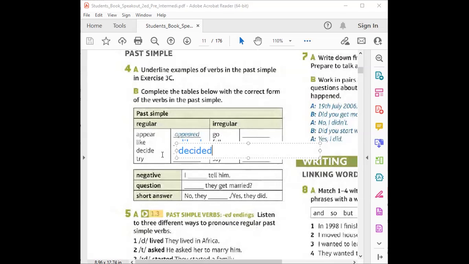And by the way, look, here when you have E at the end, you only add D. Of course, you don't repeat the E twice. What about if we have a regular verb ending with Y, and we want to put an ED to it? So what would we do? The Y will change to I.